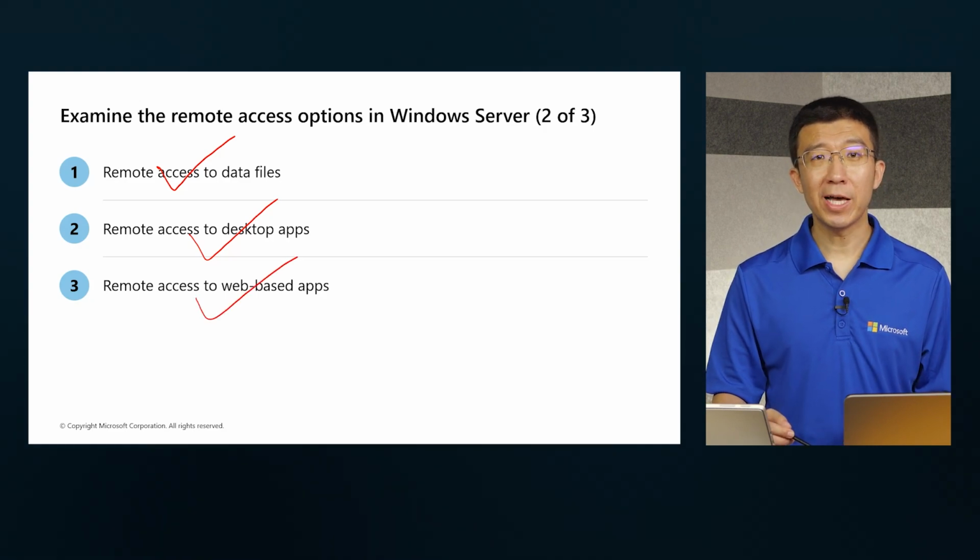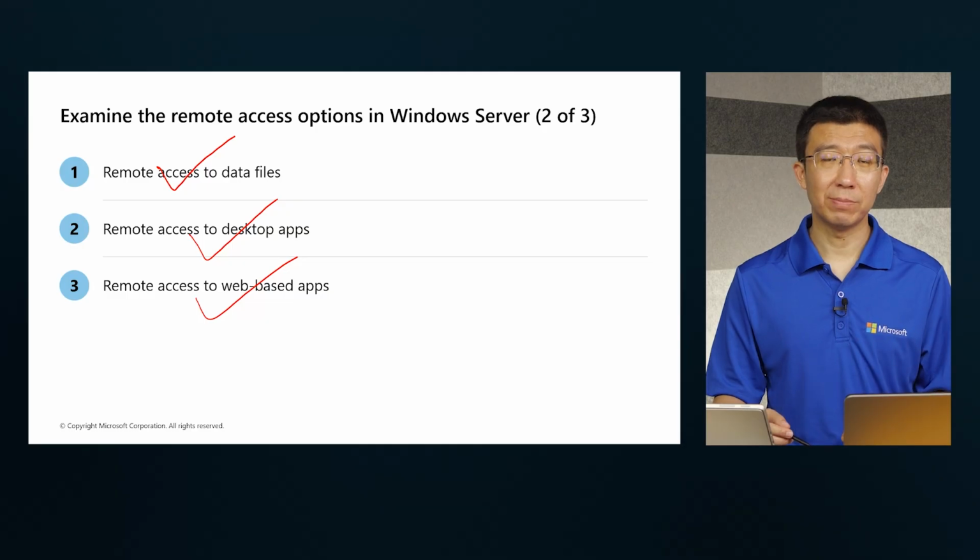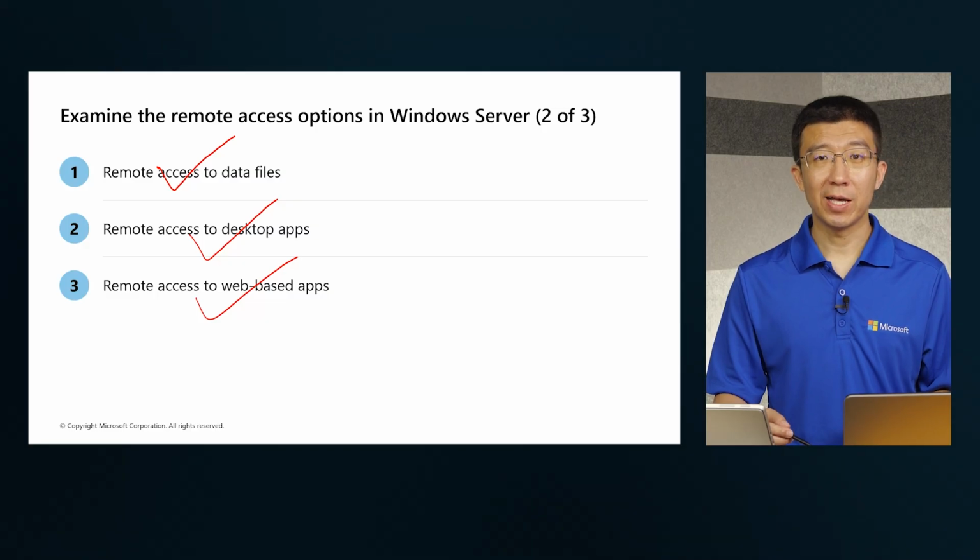Third, remote access to web-based apps. This usually performs well, even over slower networks, because only small amounts of data are sent to the browser. Web-based apps are often protected by a reverse proxy and use HTTPS for secure communication.